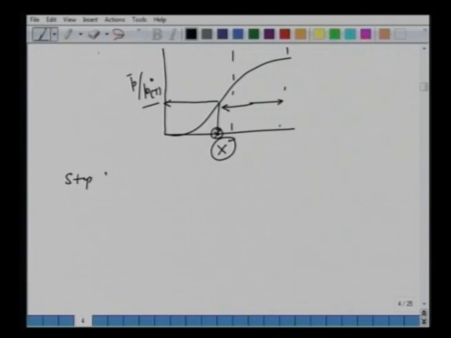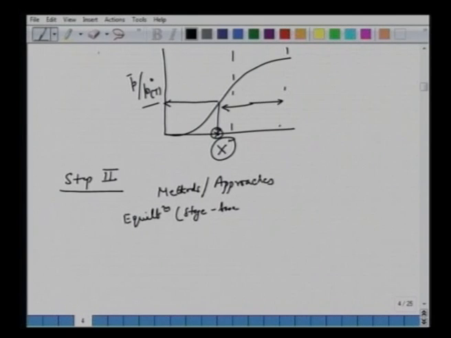Okay, so let's note down this also, that in step 2 now, once we have thermodynamics, we are talking of 2 different methods or 2 different approaches. So what approaches do we have? We have the equilibrium approach, or we say stage based approach. And the second is your rate based approach.